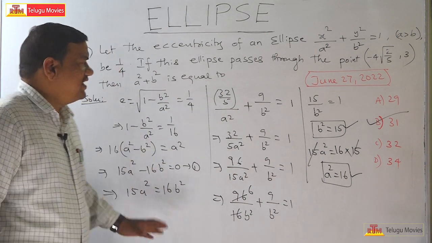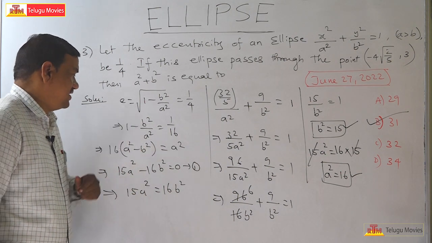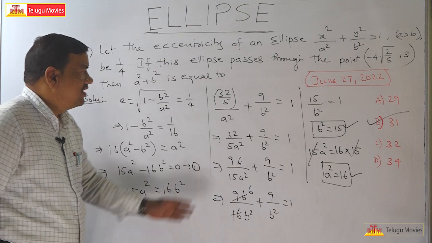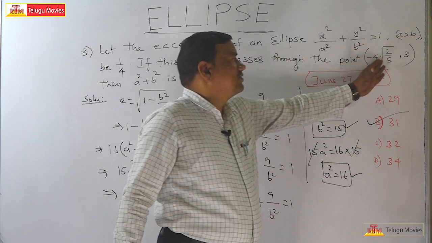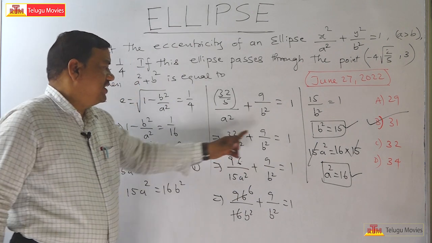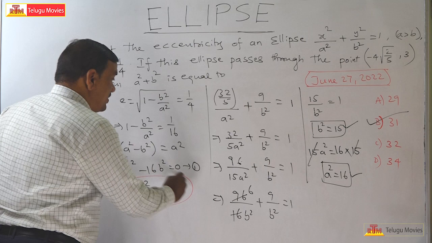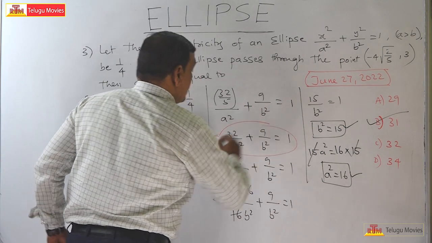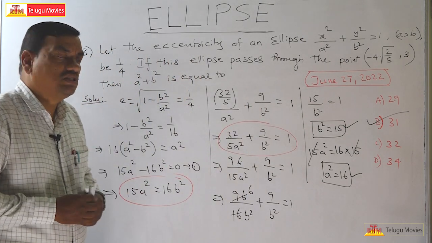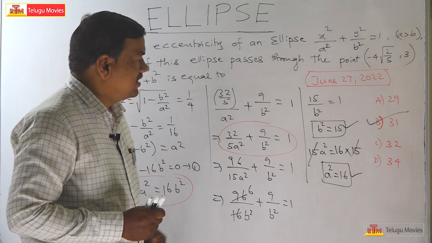Very easy. First I substituted the eccentricity formula and got a relation. Then I substituted the point and got another equation. After getting these two equations, you can solve them any way you like, and you will get the same answer.